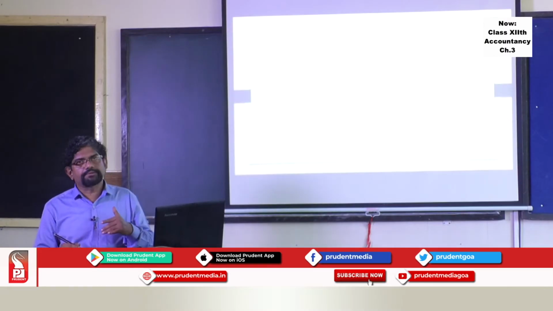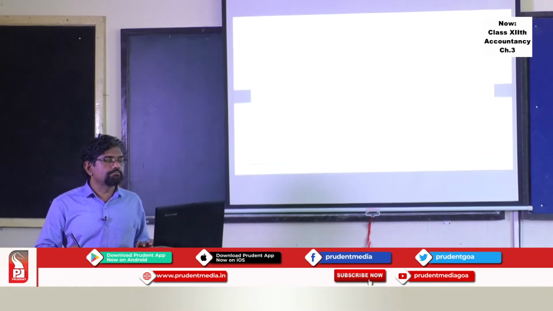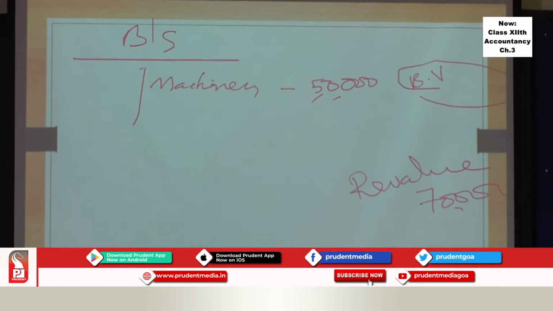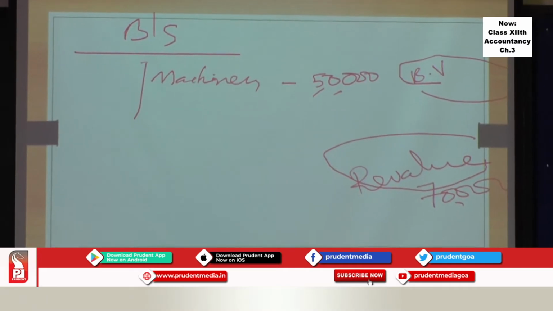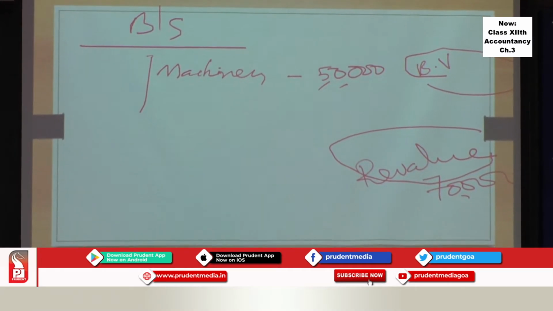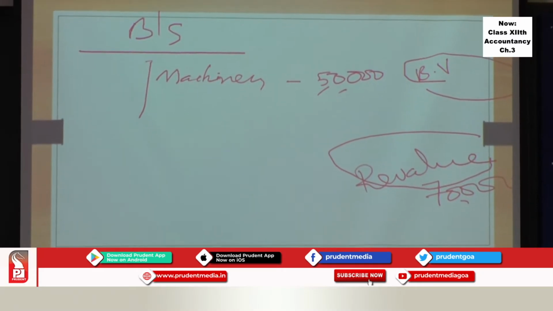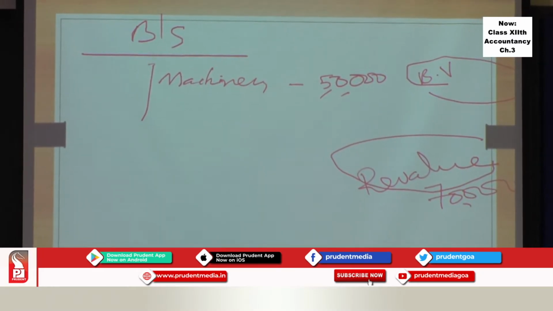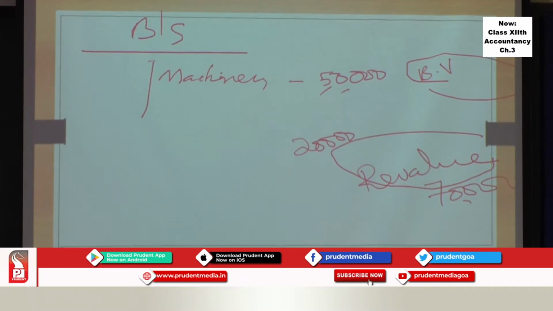When you compare the old value, which is the book value, with the revalue, which is the new value, there is an increase in the value of your asset. How much is the increase in the value of your asset? Yes, it is 20,000 rupees. The increase in the value of your asset is 20,000 rupees.